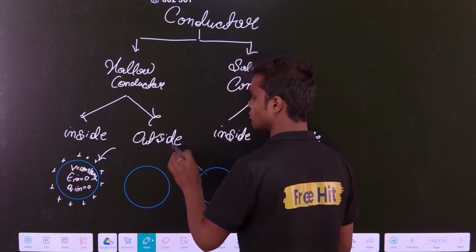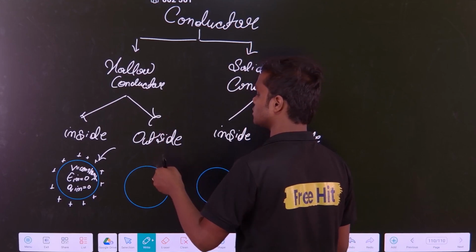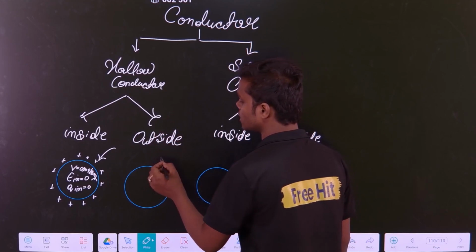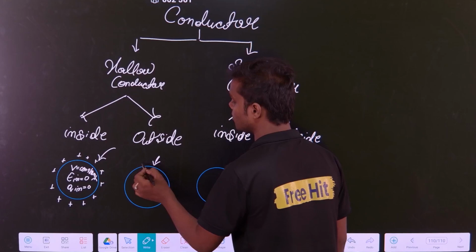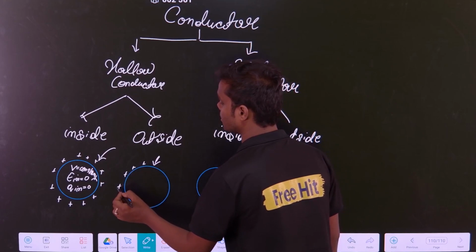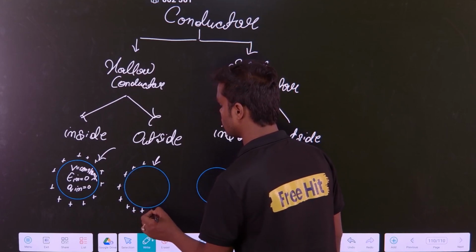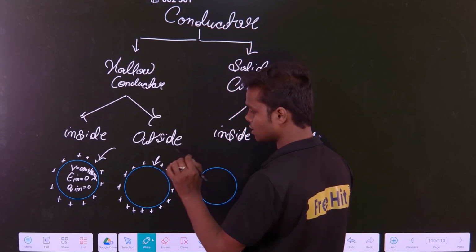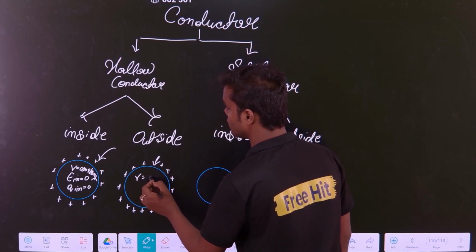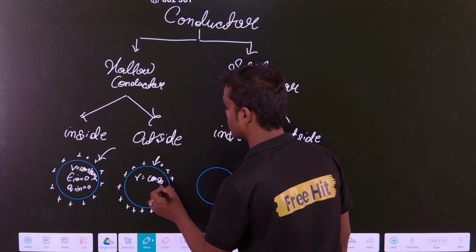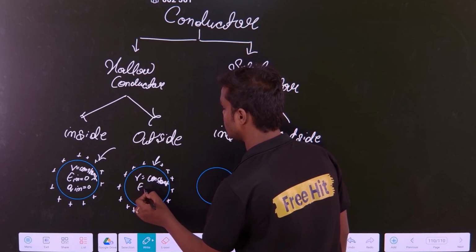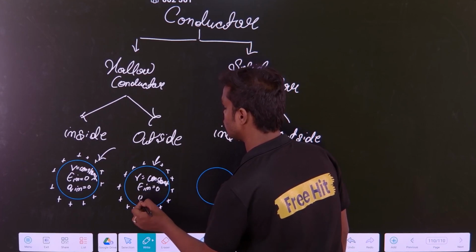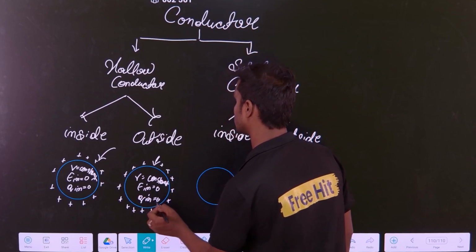Similarly here also, if I give the charge, where will the charge be present? It will be present only on the outer surface. For the inside, one thing is sure: V is constant, E in is 0 and Q in is also 0. That is sure for this.